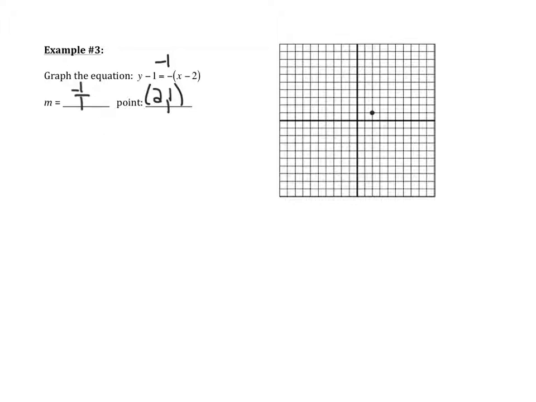And then starting from that point, I'm going to go down 1 and to the right 1 using my rise over run. So again, starting from this point, I'm going to go down 1 and to the right 1 and plot my other point. And since 2 points determine a line, I'll draw a nice straight line through those 2 points to get the graph of the equation y minus 1 equals negative times x minus 2.